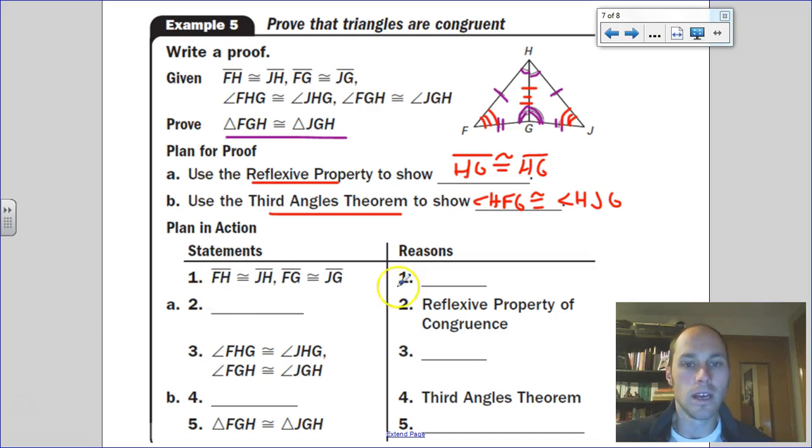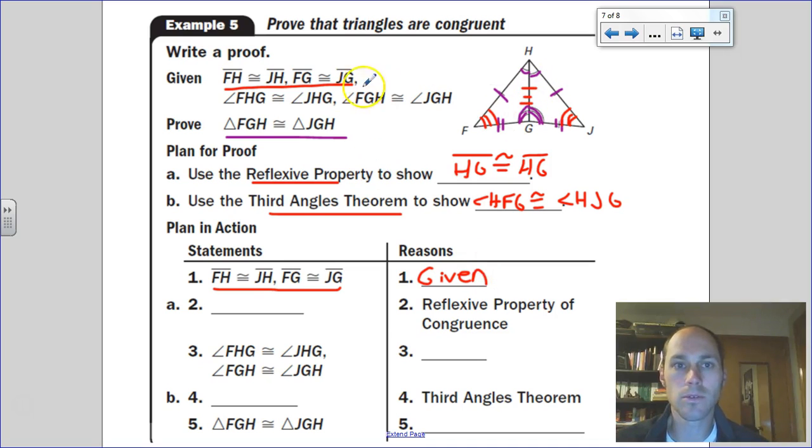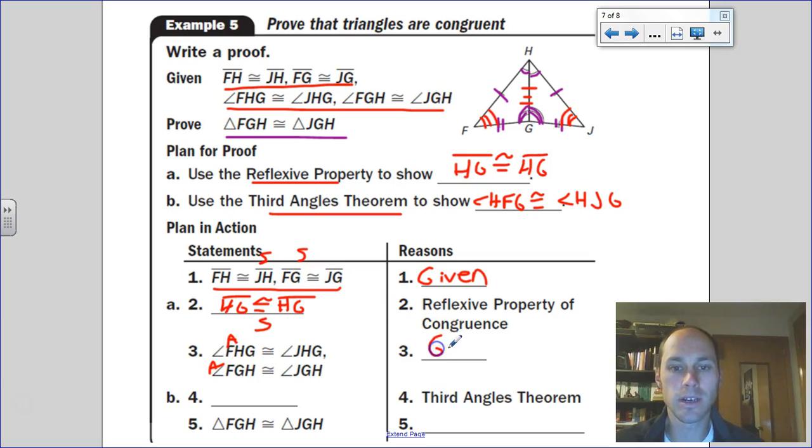So taking a look at the blanks that we have here, FH, all this information here, that's given to us. So we can list all that right away. That gives us two sides. How do we prove the third side? Well, that would be side HG. We could say that's the reflexive property. We're just stating that HG is congruent to itself, but it's in both triangles. Next, we have the rest of the angles that were listed to us right away. Angle 1 and 2, and that also is given to us.